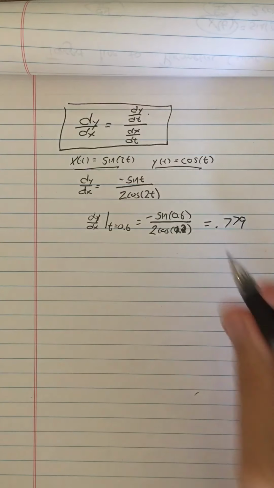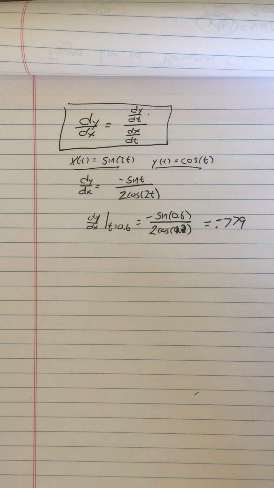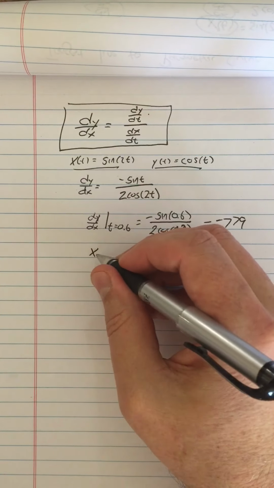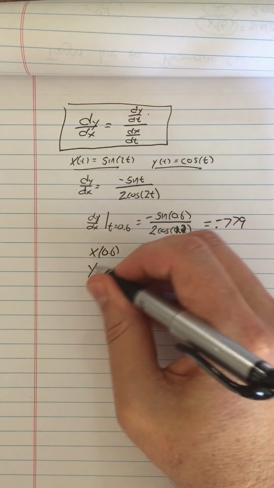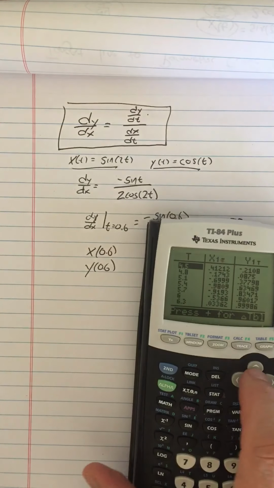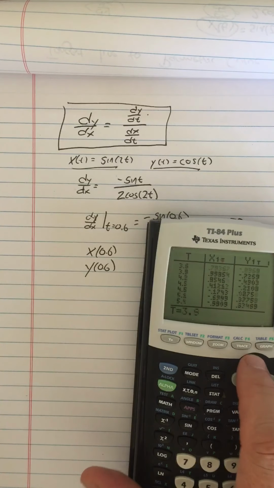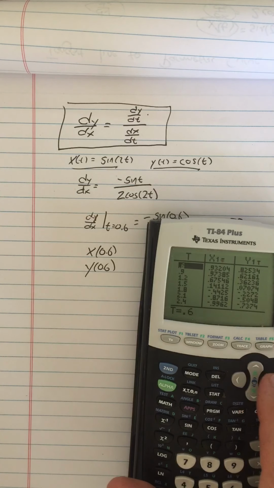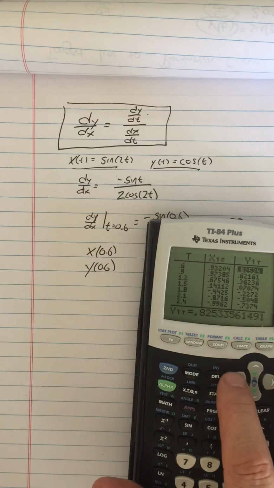Well, I should be able to write the equation of the tangent at that point. So I need to know also x and y of 0.6. So I need x of 0.6 and y of 0.6. And I probably still have those in my table, right? Hopefully this is still my table from before. Yeah, at 0.6, it looks like I have 0.932, 0.825.